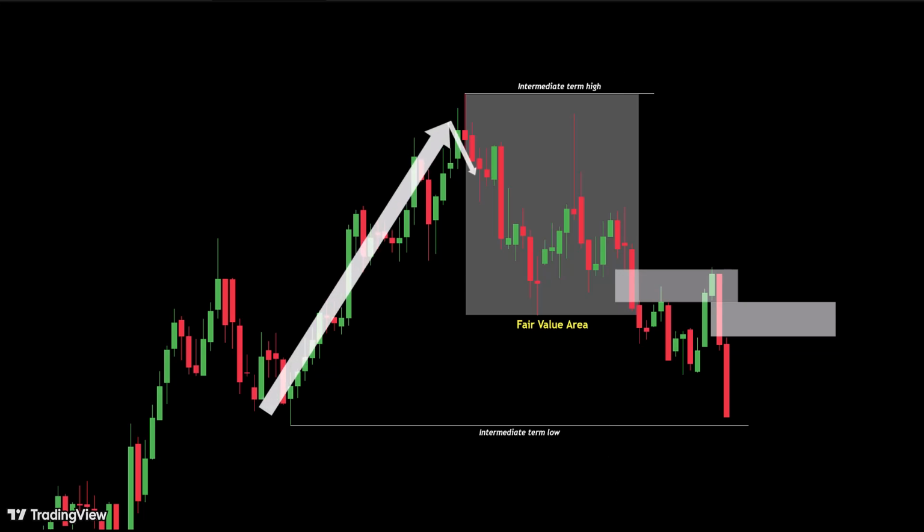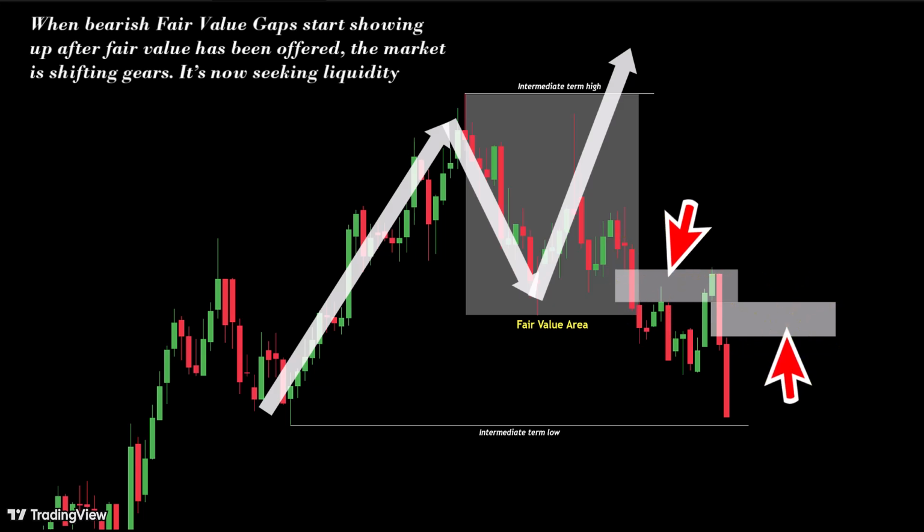If price has already moved through the fair value zone, giving both the buyers and the sellers a chance to enter the market, and then fails to continue upward, that's not a retracement anymore. That's a warning. When bearish fair value gaps start showing up after fair value has been offered, the market is shifting gears. It's now seeking liquidity. And the most likely place it's headed? Right below that intermediate term low, where the liquidity pool waits.